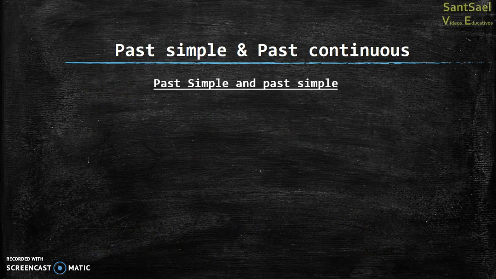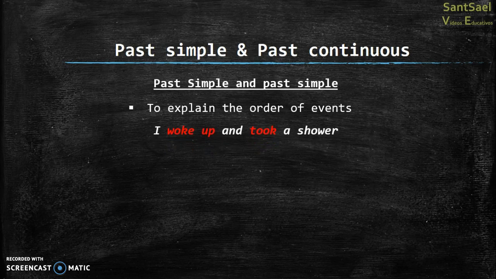We can also use past simple and past simple. When do we use these two tenses at the same time? To explain the order of events. For example, I woke up and took a shower. The first action is I woke up, and then the second one is I took a shower. So I am explaining the order of events. But we cannot use a past continuous and a past simple because it's not an action that was happening and the other stops or the other interrupts. No, these two actions happen one after the other one.